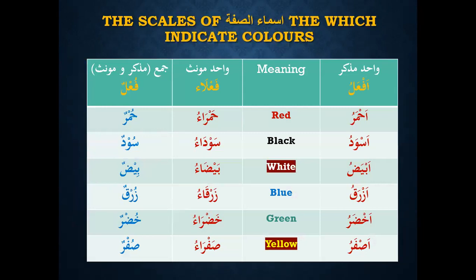And then we looked at the scales of asma sifa, which indicate color or any defect. Color or defect. Ahmar, red. Aswad, black. Abyad, white. Azraq, blue. Akhdar, green. Asfar, yellow. And the feminine are hamra on the scale of fa'ala, af'al, fa'ala, af'alu, fa'la'u. حمراء, سوداء, بيضاء, زرقاء, خضراء, صفراء.